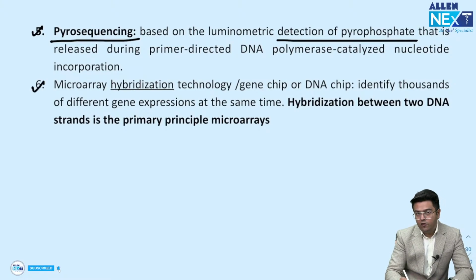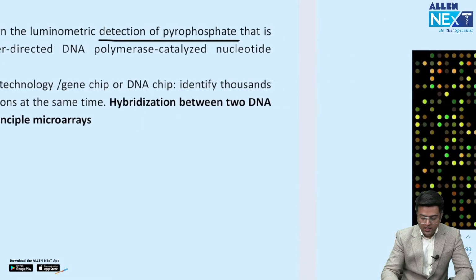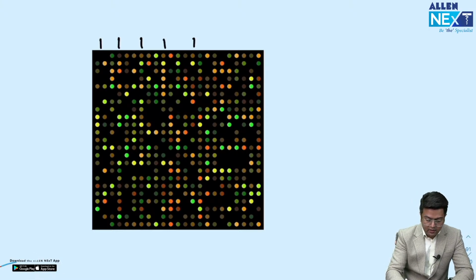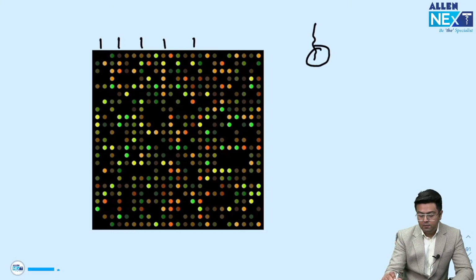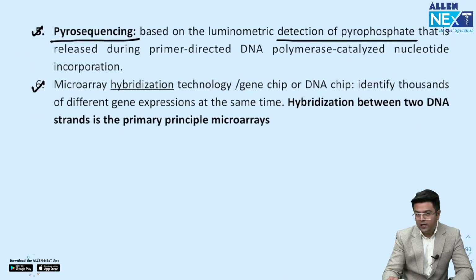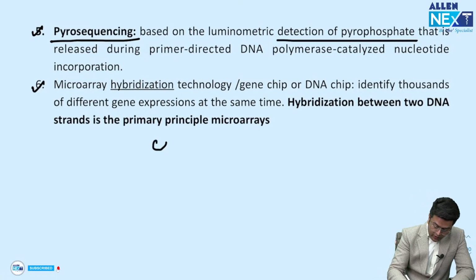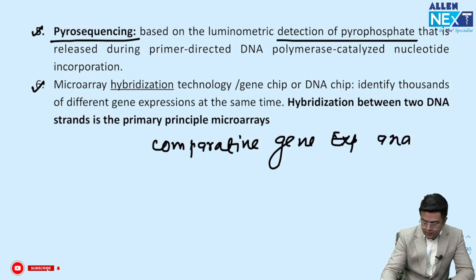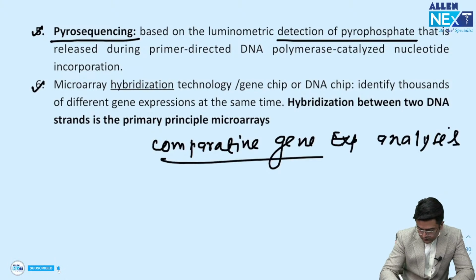Microarray, guys, the principle of microarray is DNA hybridization. It's a kind of chip with known sequences, like what is present here, right? So these are the small DNA fragments present on the chip. What we can do with the help of microarrays is compare the gene expressions of two cells, right? So we can use something called comparative gene expression analysis, right?